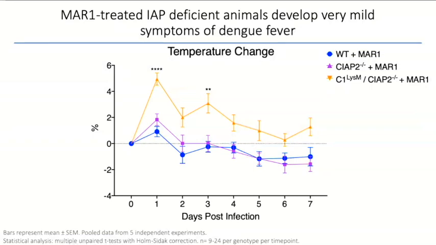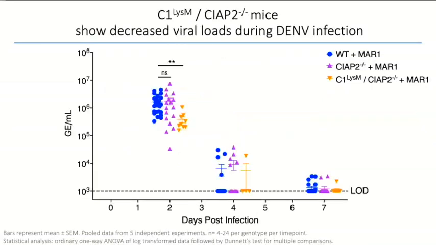When I examined the viral load of these MAR1-treated mice at day 2 post-infection, it was extremely exciting to see that the double deficient animals had a decreased viral load, just as we observed with the double deficient macrophages in vitro by plaque assay. No difference was observed in the viral load between wild-type and cIAP2 deficient mice. And this is again in agreement with the in vitro plaque assay results, where supernatants from wild-type and cIAP2 deficient macrophages had no difference in viral load.